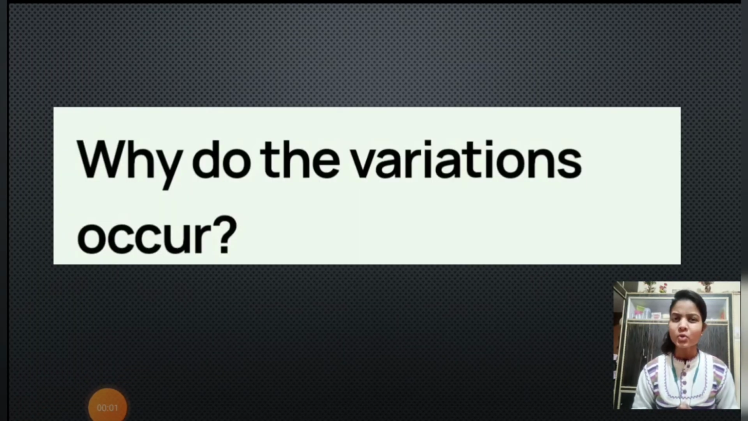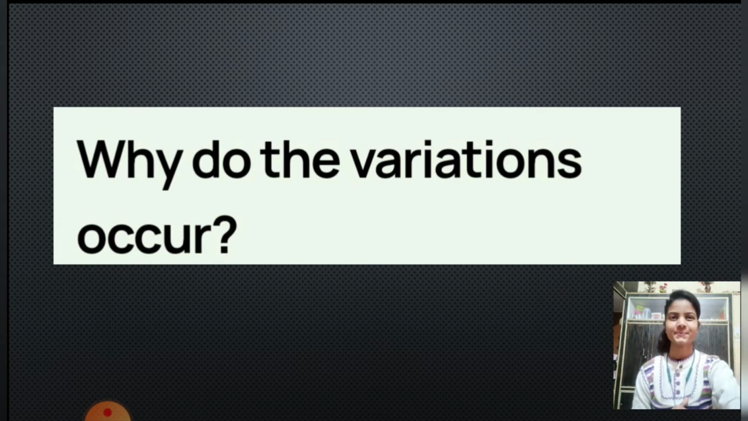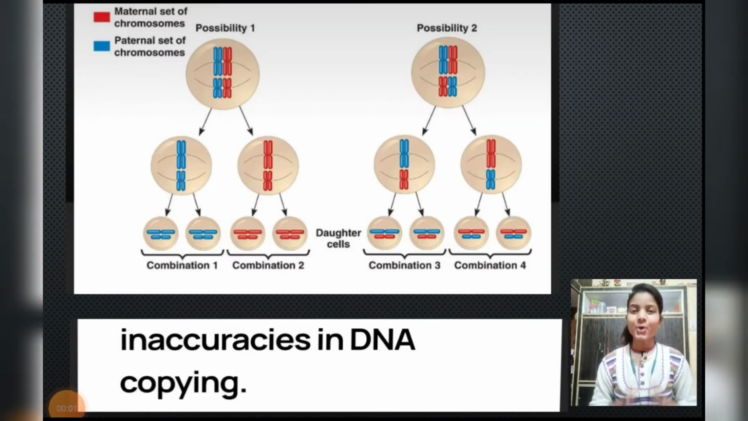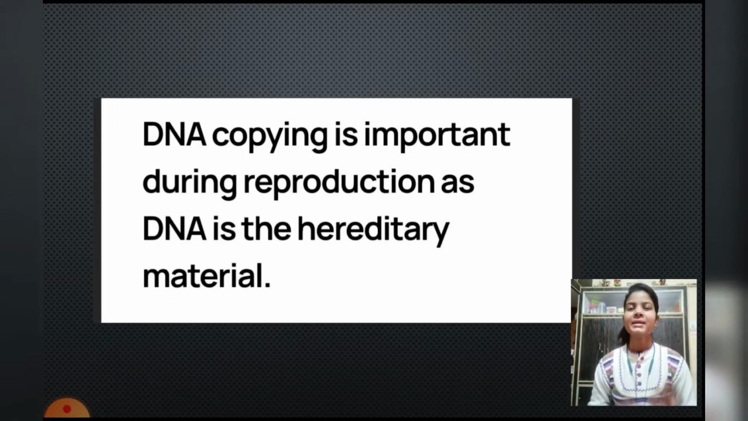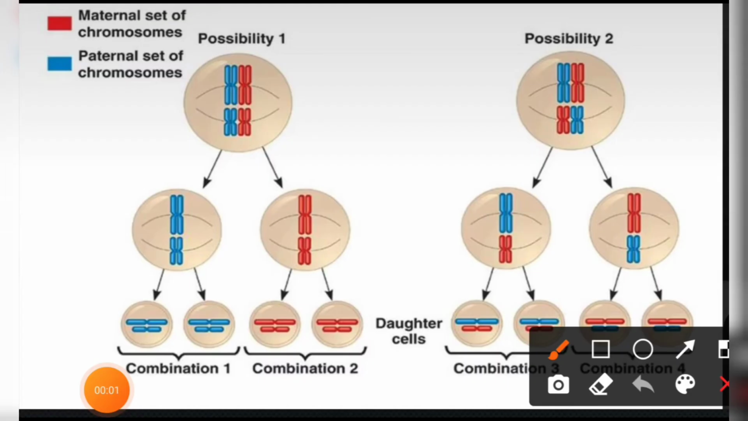Now one more question comes into your mind, why do the variations occur and what is the importance of variation? One main reason for the variation is the inaccuracies in DNA copying. DNA copying is important during reproduction because DNA is the hereditary material. Here you can see this picture.